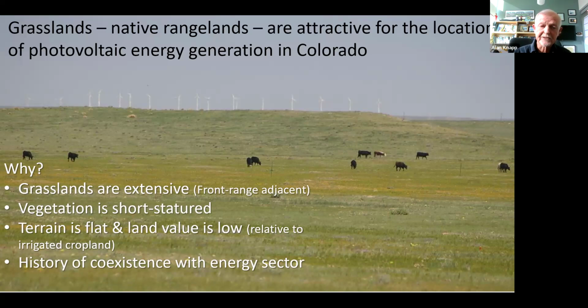They're extensive, as I just mentioned. These ecosystems are Front Range adjacent, close to where all the power is needed. The vegetation is by nature very short statured. There's not much rainfall in this region, and so these grasses tend to be fairly short. The terrain is relatively flat. The land value is low, at least relative to irrigated cropland. And this part of the world has a long history of coexistence already with the energy sector, whether it's fossil fuels and fracking, or wind energy, as you can see in the background of this particular picture.